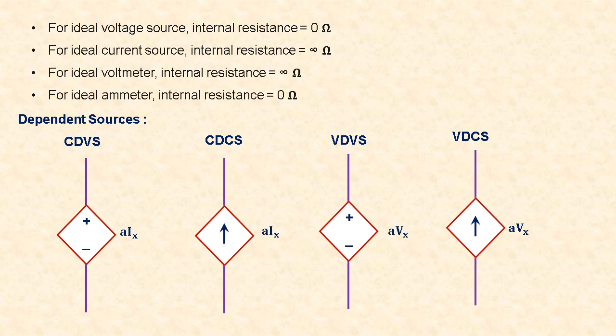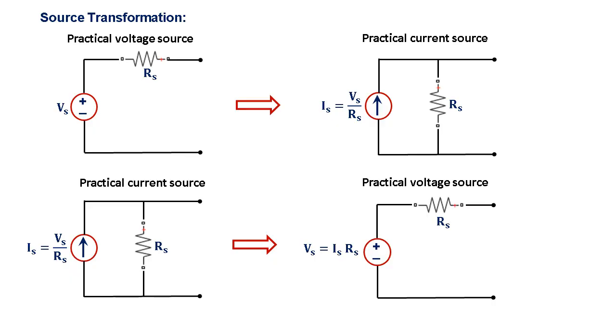Similarly, voltage dependent current source. Since it is a current source, it has an arrow inside the diamond shape and it is dependent on some other voltage Vx. So its value will be current I is equal to A into Vx. A is any constant. Next is source transformation.